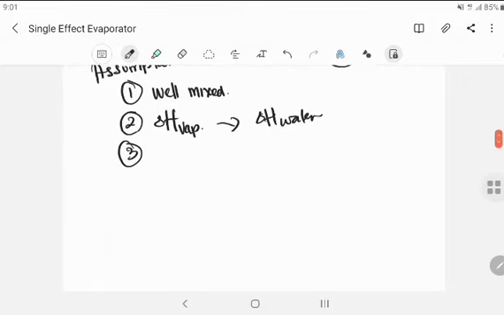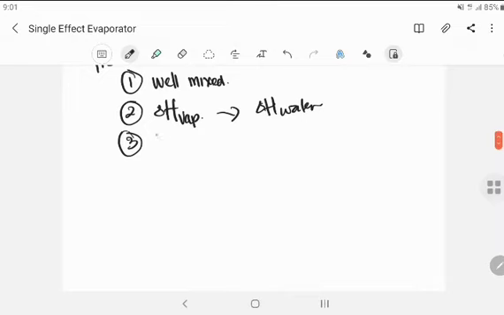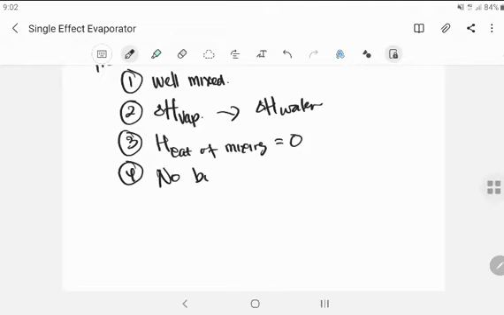And for the third assumption, there won't be any heat entering the evaporation other than the heat from the steam. So heat of mixing is negligible, assumed to be zero. And the last assumption, no boiling point rise.